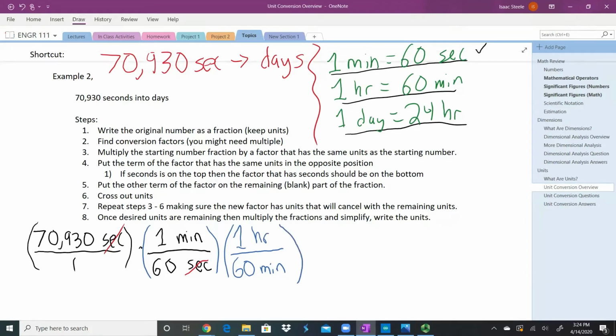My minutes cancel. And I'm left with hour. Is hour what I want? No, it's not. It means that I do this again. Like number 7 here says, I repeat. So I'm going to repeat it again.